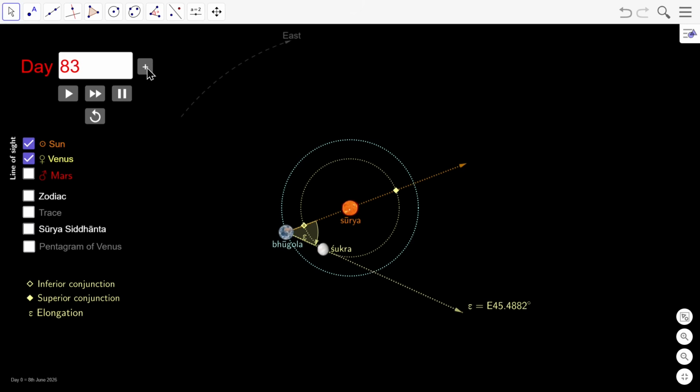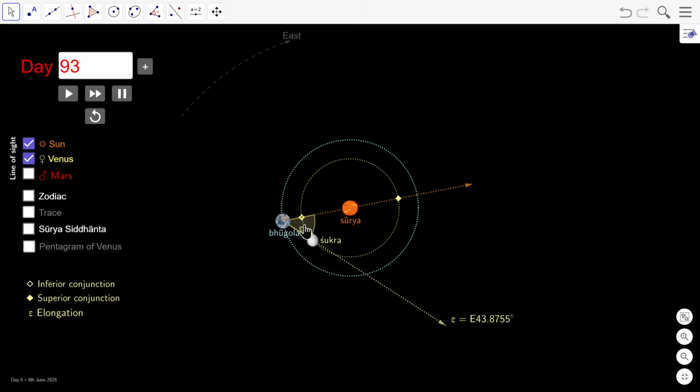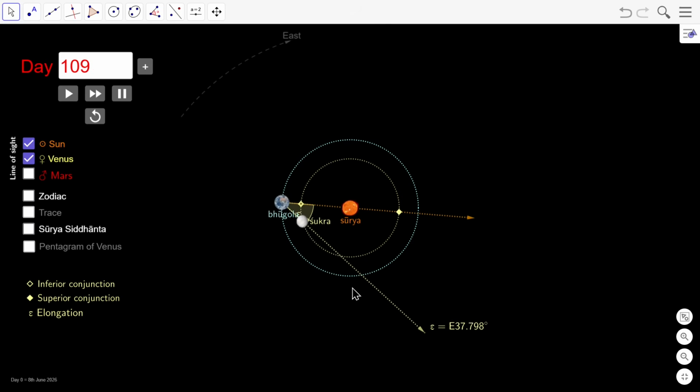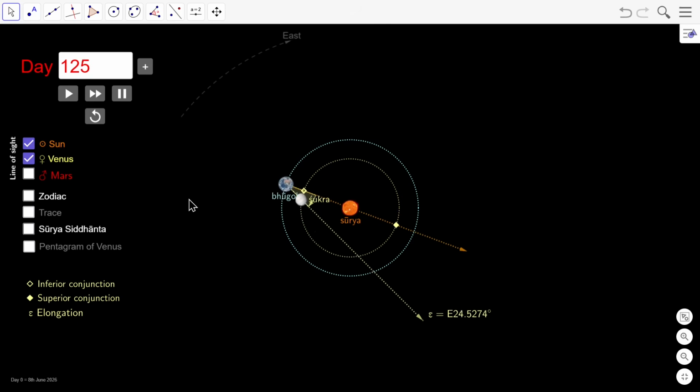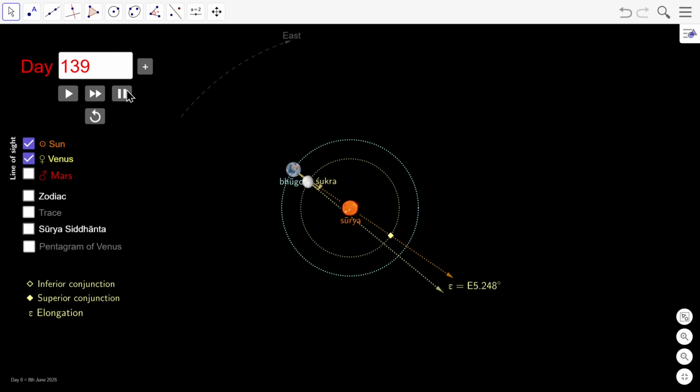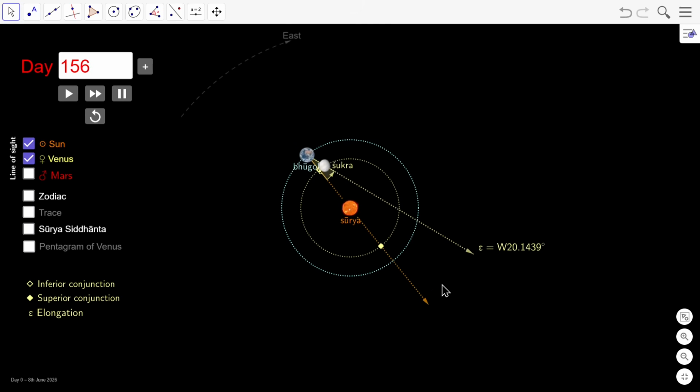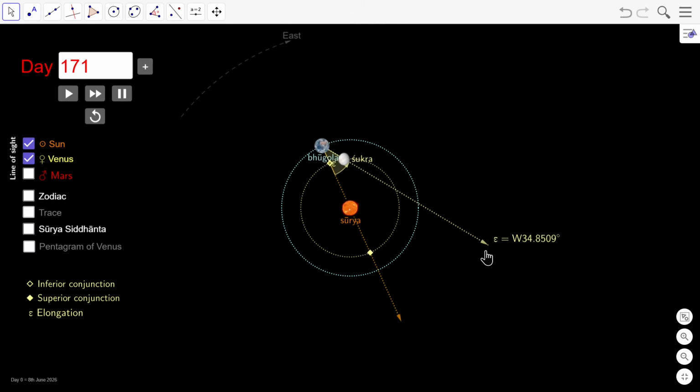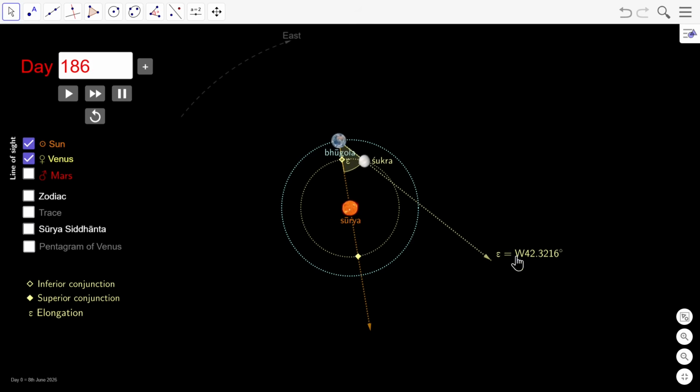Now, as the elongation goes down, Venus is approaching the inferior conjunction. Elongation is going down, and what's going to happen? Retrograde movement starts. And when retrograde movement starts, you see Venus is approaching the sun. The elongation is just 5 degrees now. 3 degrees, 2 degrees, 0.5 degrees, and now what's going to happen? It's going to cross over to the other side, west, 1.0689 degrees. So during retrograde movement, it sweeps across to the other side of the sun, to the west of the sun.